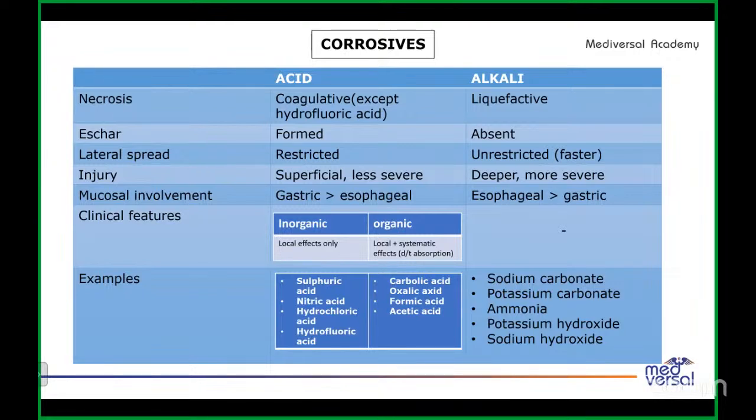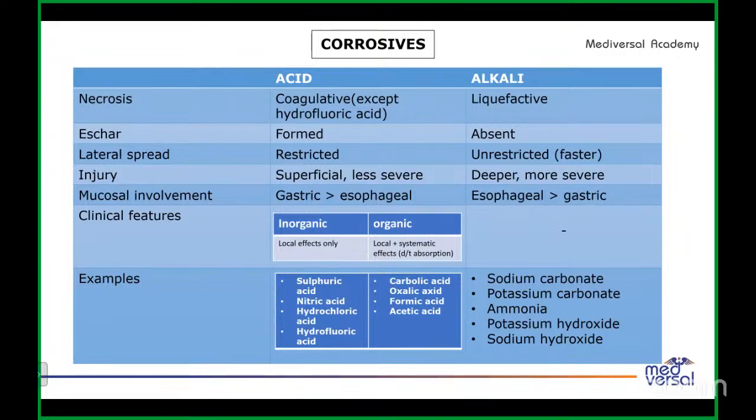So when I talk of acids, they mainly destroy the tissues via coagulative necrosis, except hydrofluoric acid, which is a past year question in itself. Hydrofluoric acid is the only acid which can cause both coagulative as well as liquefactive necrosis. Alkali, on the other hand, will cause liquefactive necrosis. Because there is a lot of coagulative necrosis happening, there's a lot of dead tissue being formed. So eschar formation is very common in acid injuries, and alkalis do not have eschar formation.